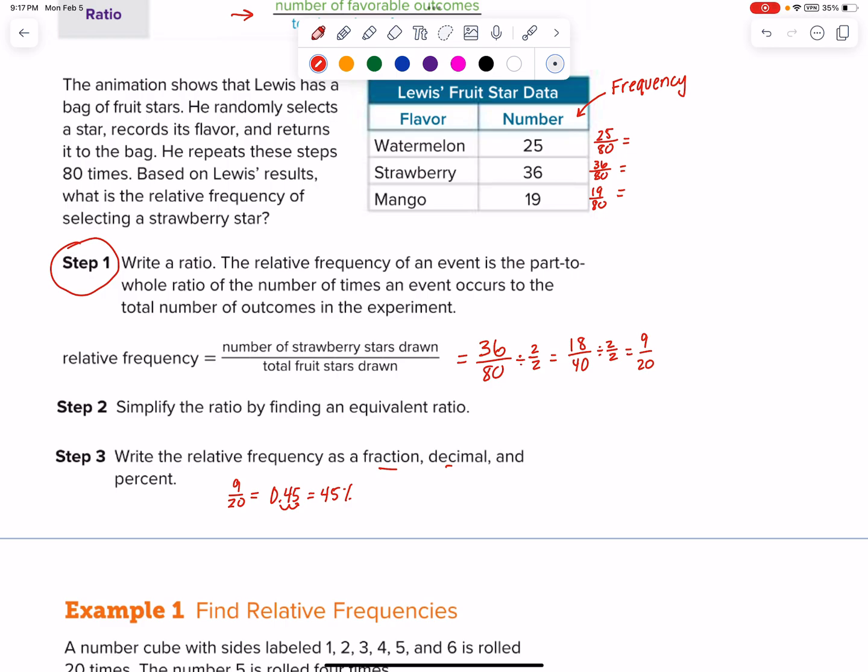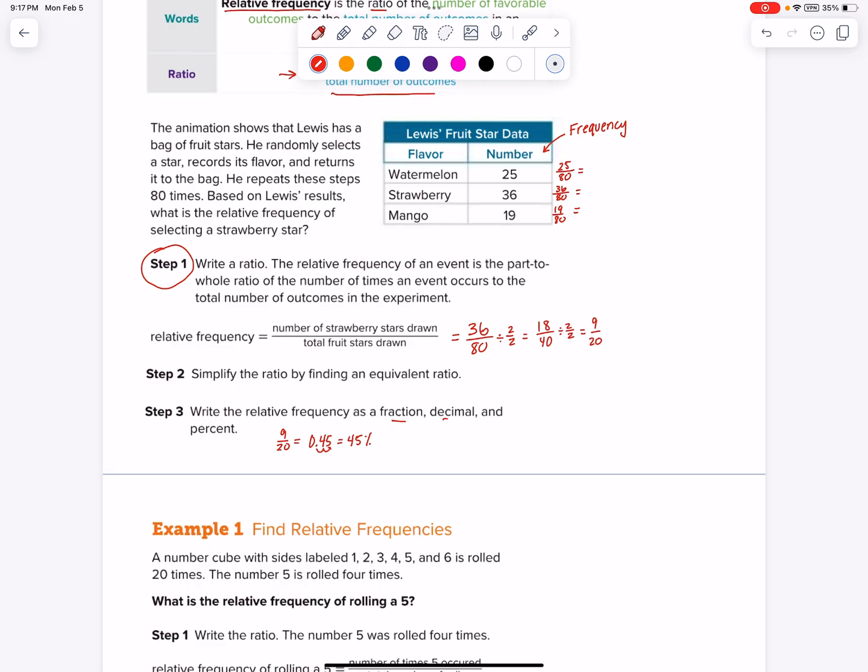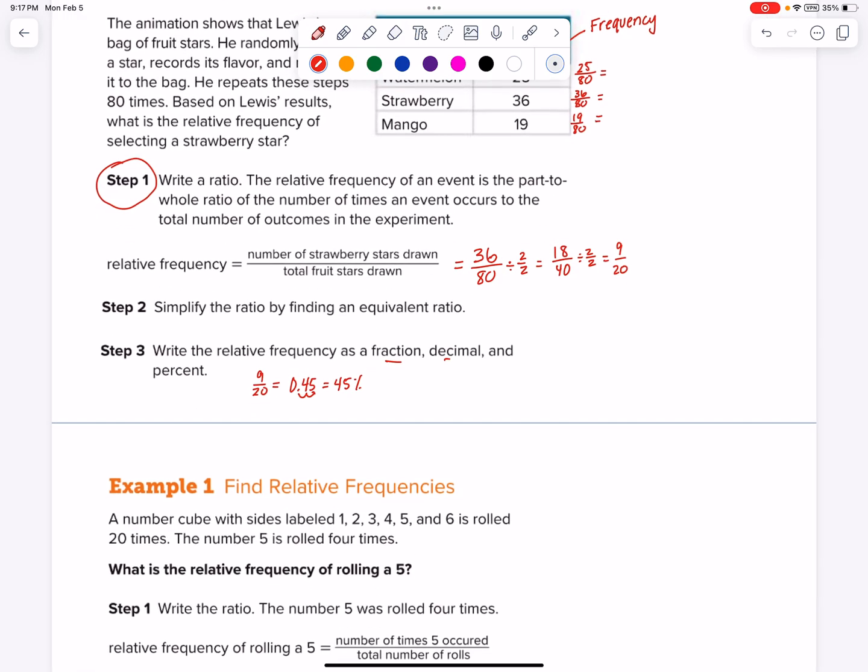So we have a 45% relative frequency. Guess what? That's also the experimental probability. The experimental probability of pulling a strawberry is 45%. Same answer.